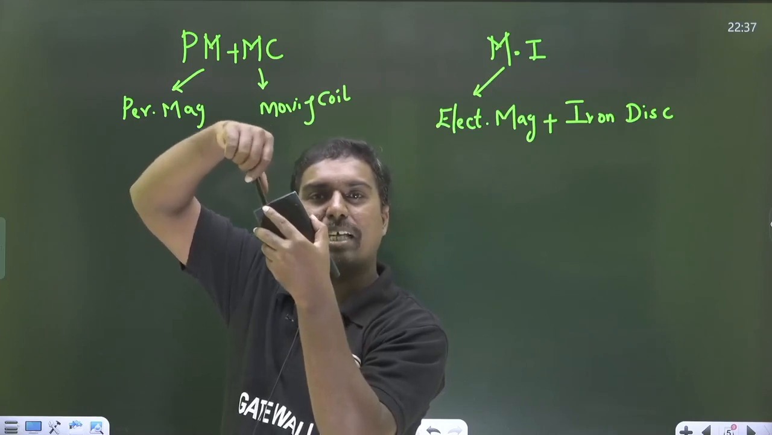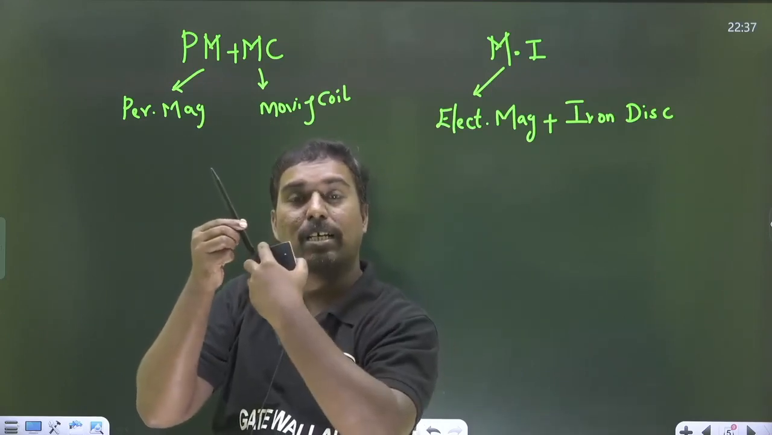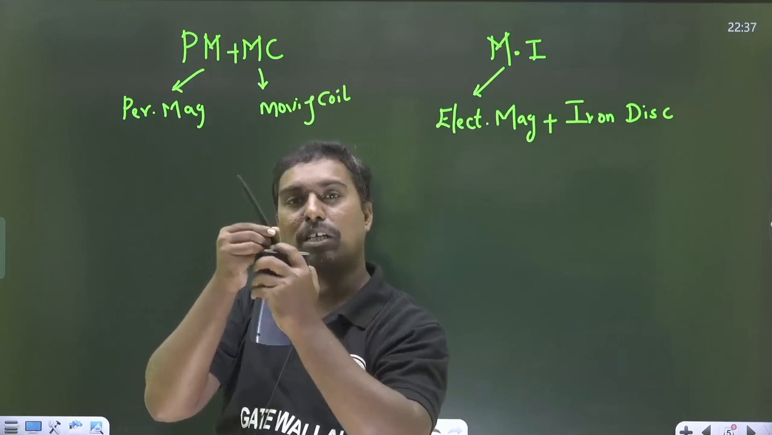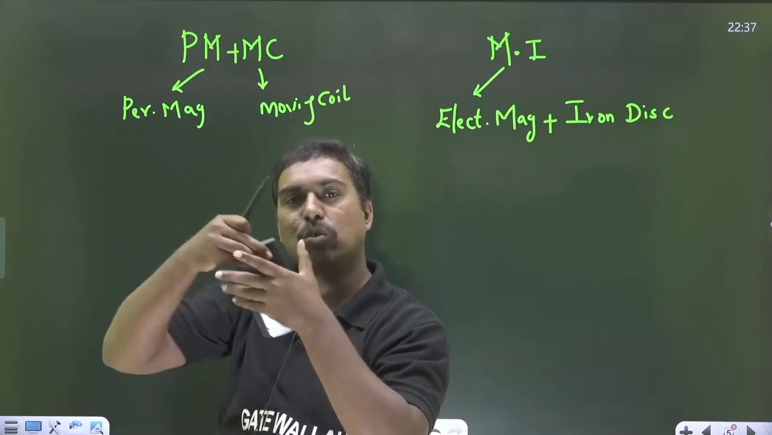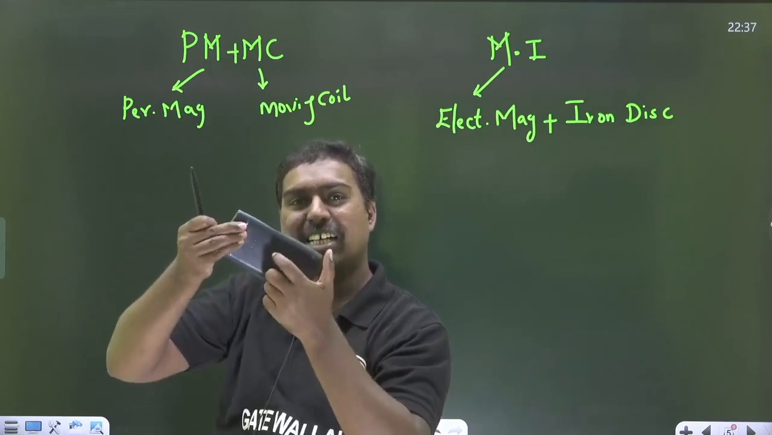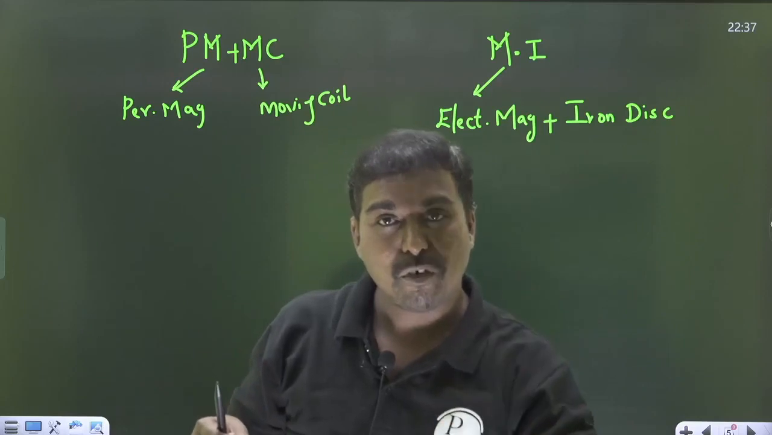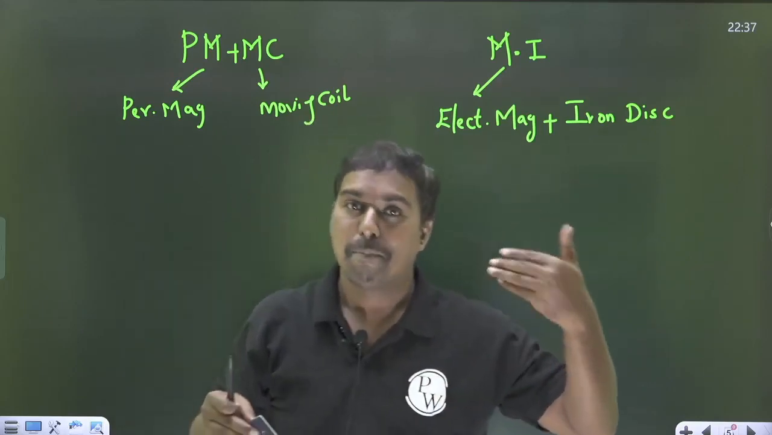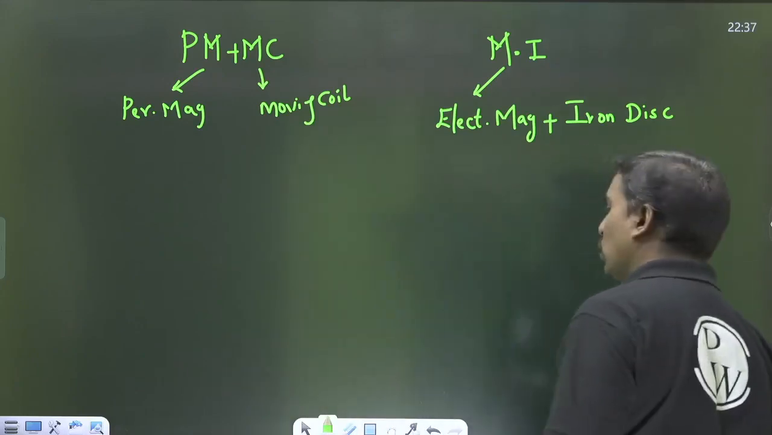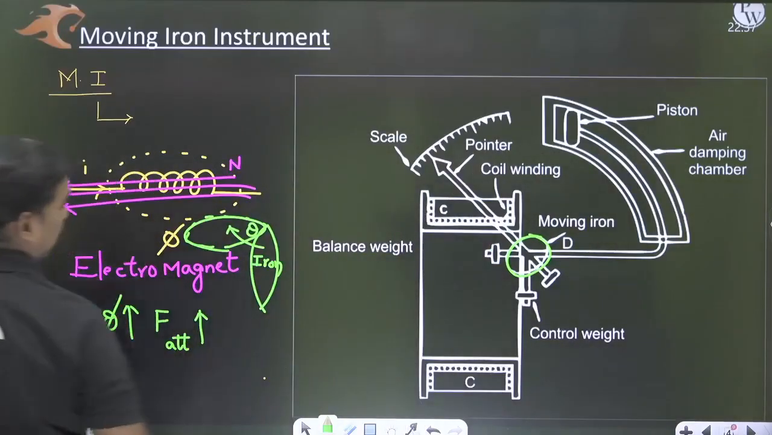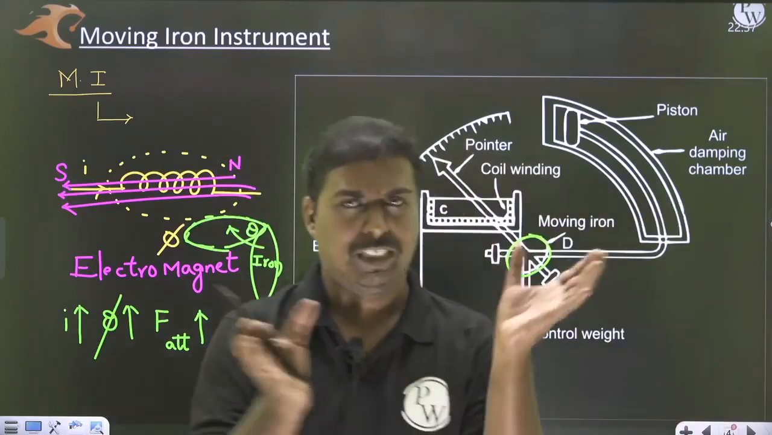For this iron disc I am having a pointer. So when the iron disc is attracted towards the coil, this particular pointer will deflect. This deflection is proportional to the attractive force, and the attractive force is proportional to the magnetic flux. That magnetic flux is proportional to the current passing through this particular coil. So that is the basic concept here. That's how the moving iron will work in brief.